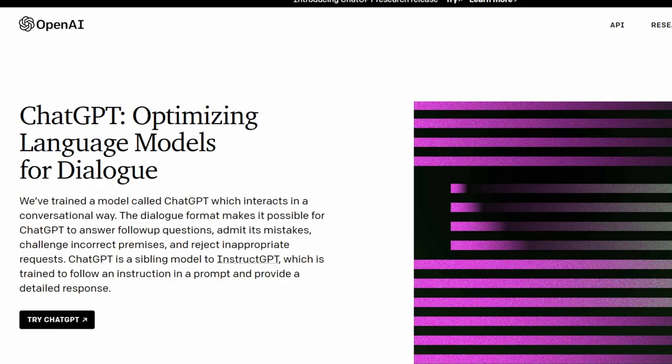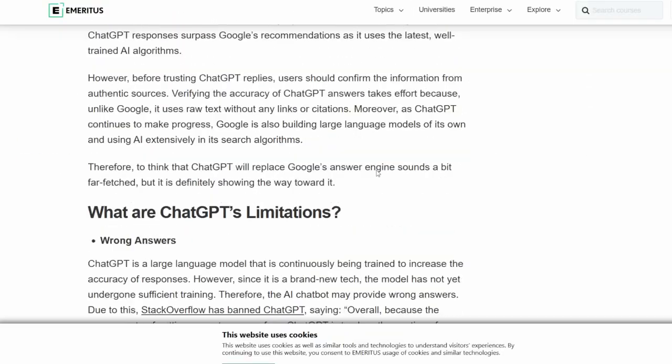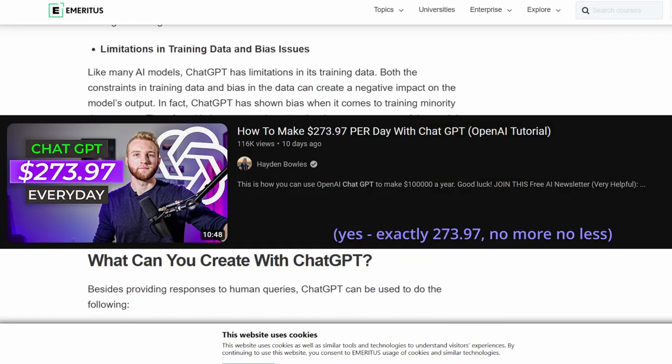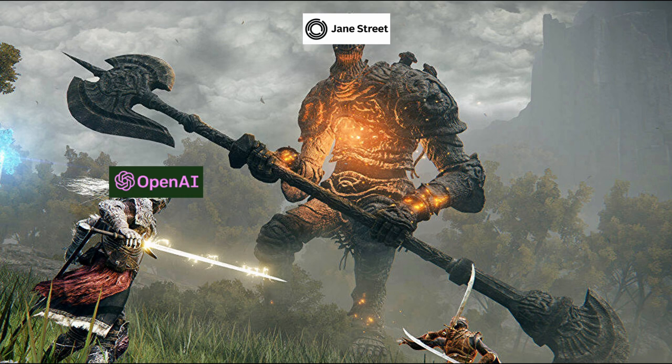We all know about ChatGPT nowadays. You give it any prompt and it will try to answer it. Apparently you can do some pretty cool stuff with it, like code entire websites or make $273.97 per day. But as an avid puzzle enthusiast, what I want to look at today is how well it can solve puzzles, starting from some of the easiest and working our way up to the hardest problems ever conjured up by mankind.